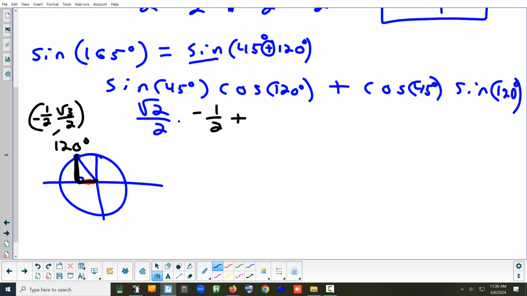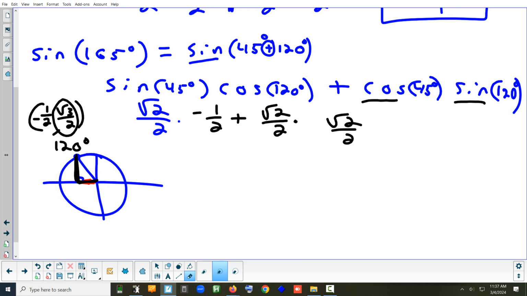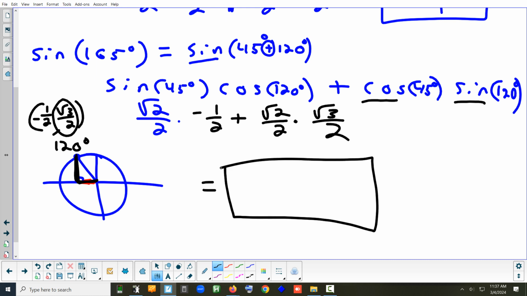What's the x value for the 45-degree coordinate? √2/2. And what's the y value for the 120-degree coordinate? Positive √3 over 2. Yeah, positive √3/2. So we'll put all that together and have our final answer.